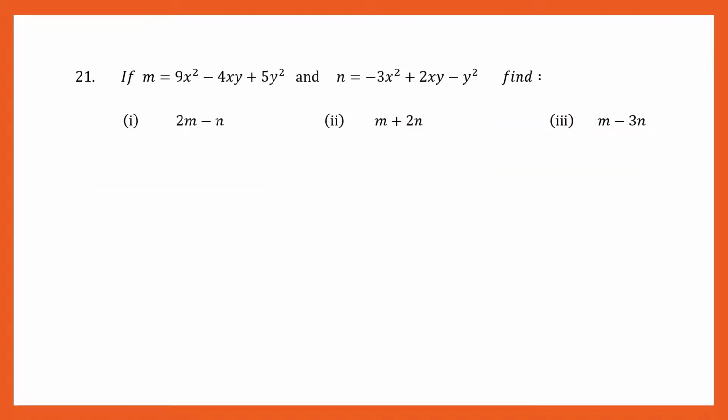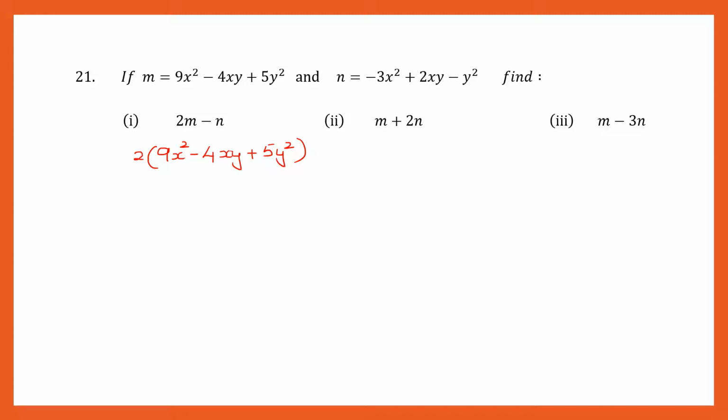Question 21. If m is this first expression and n is the second one, find 2m minus n. So let's start with the first question, 2m minus n. So 2m is 2 into 9x square minus 4xy plus 5y square, minus n. Now first let's solve what 2m is.